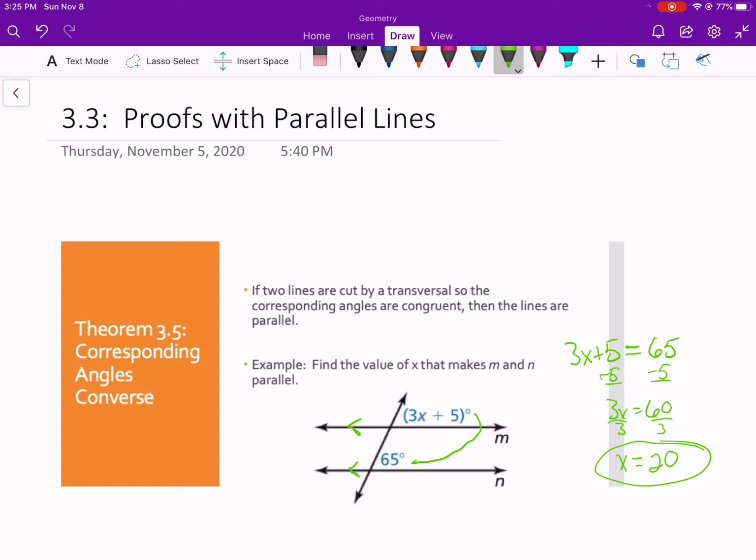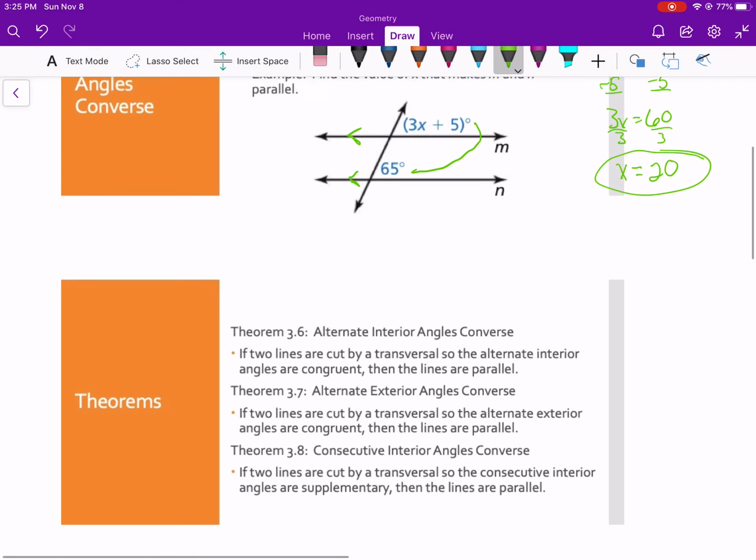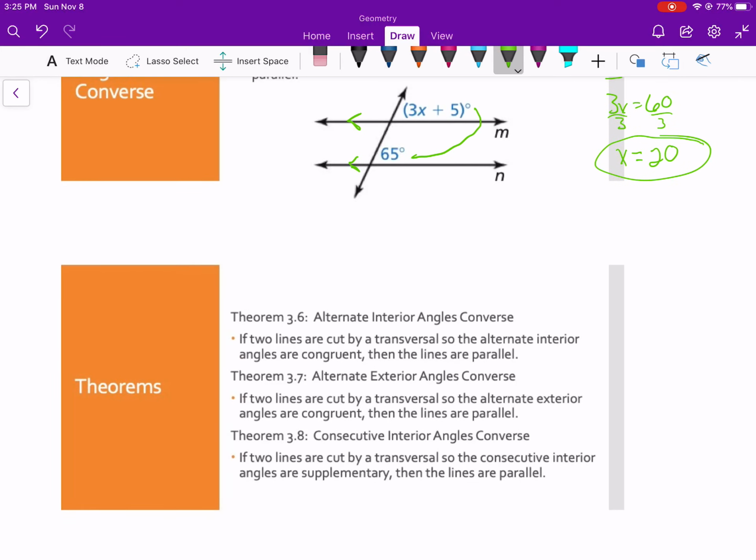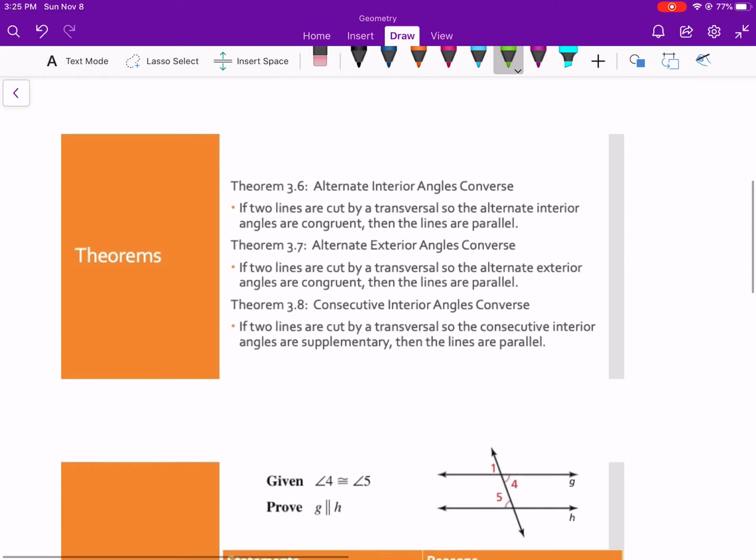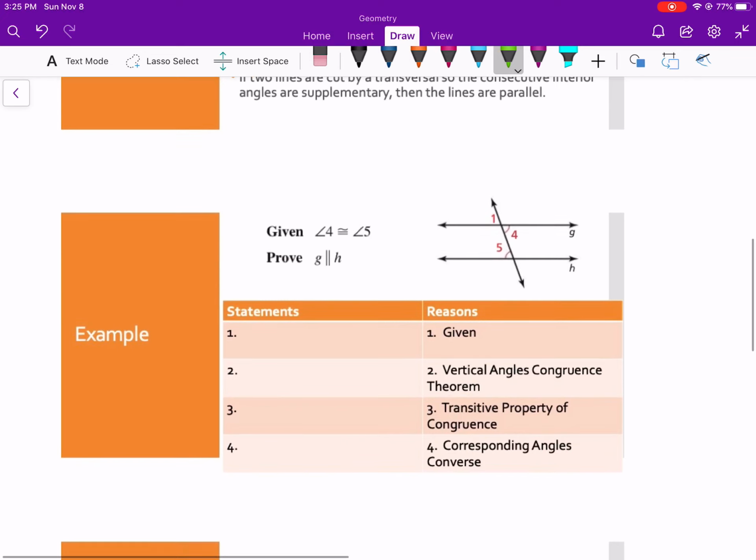So we use the converse with the corresponding angles. You can use the converse for the alternate interior angles, alternate exterior angles, and consecutive interior angles. So let's do a proof.